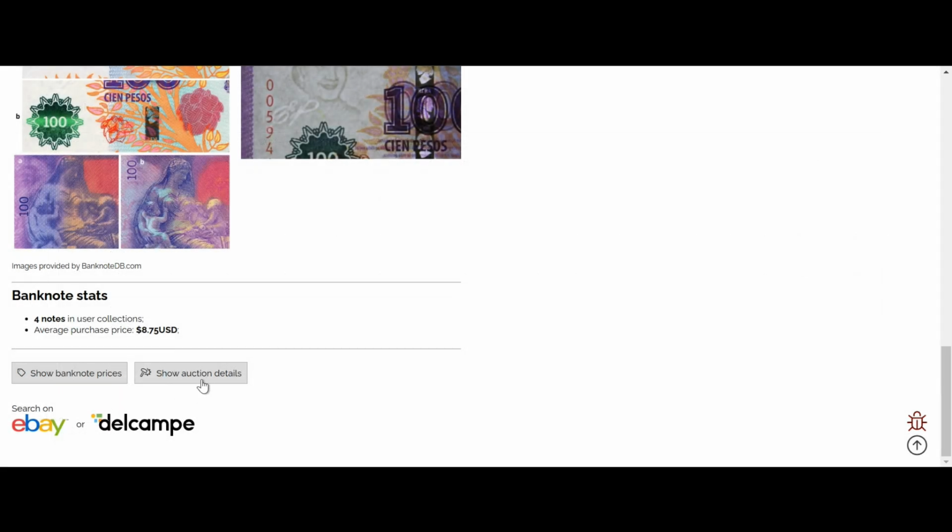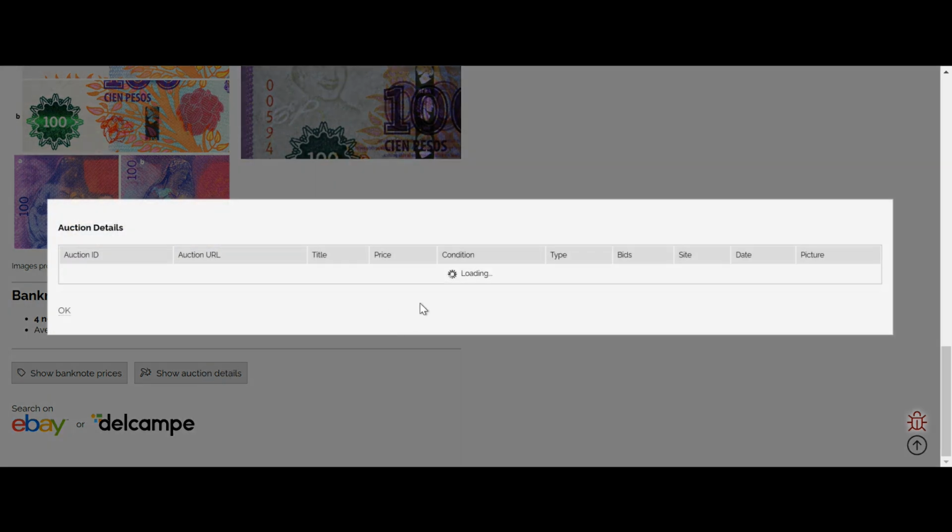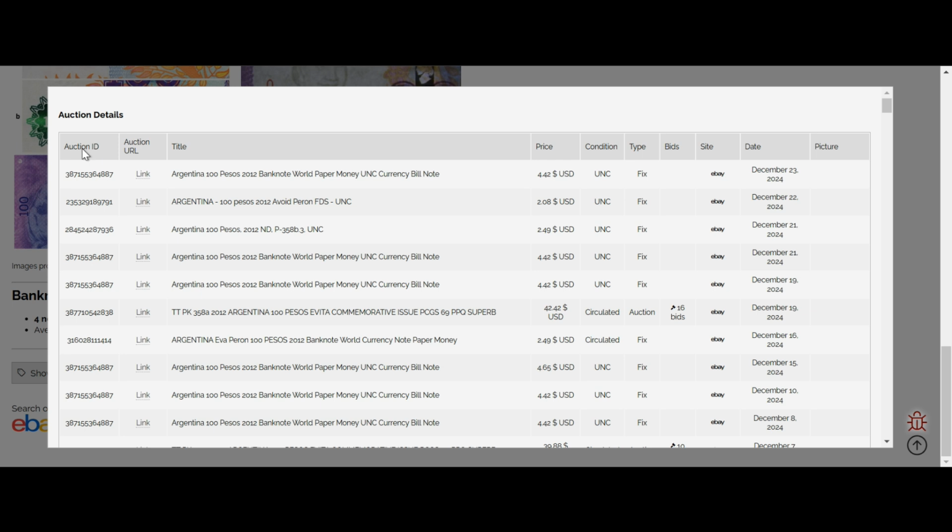There's another way to look at the data, which is to show the auction details. If I click on this, what you'll see is the auction ID with a link to that auction, the title, the price, the condition, whether it was an auction or a fixed price, how many bids there were, what site it was from, and the date, along with a picture when the picture is available. Now, we don't keep the pictures, so the pictures are usually links. eBay only keeps, I think, 3 or 4 months' worth of data that they make visible to users, and then that disappears.